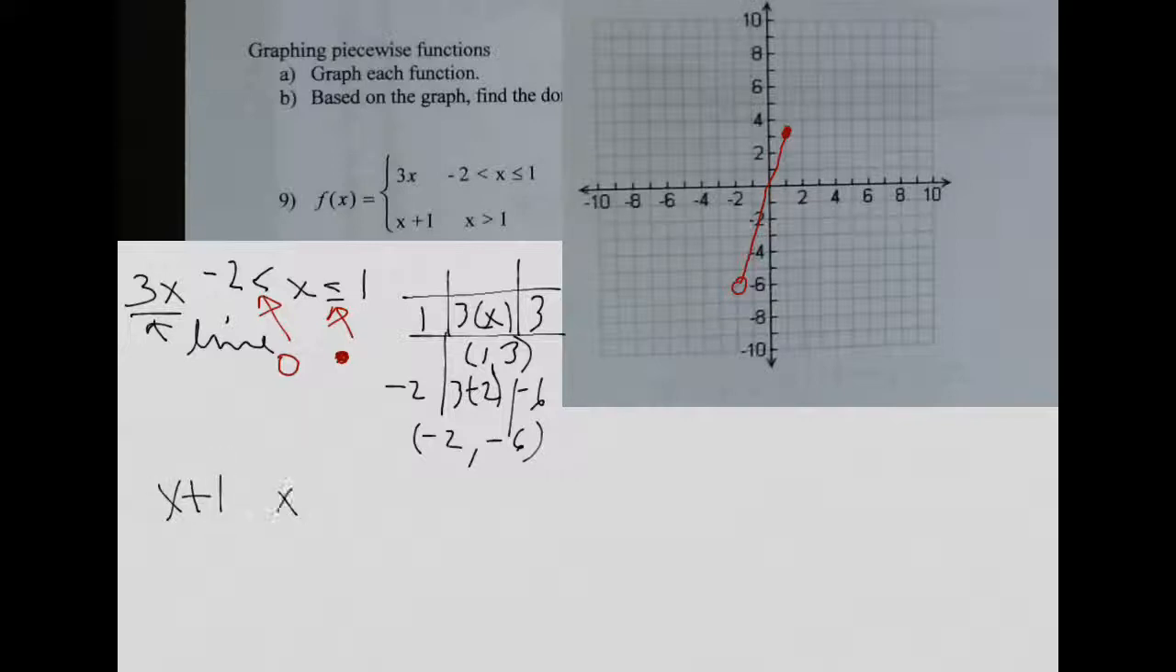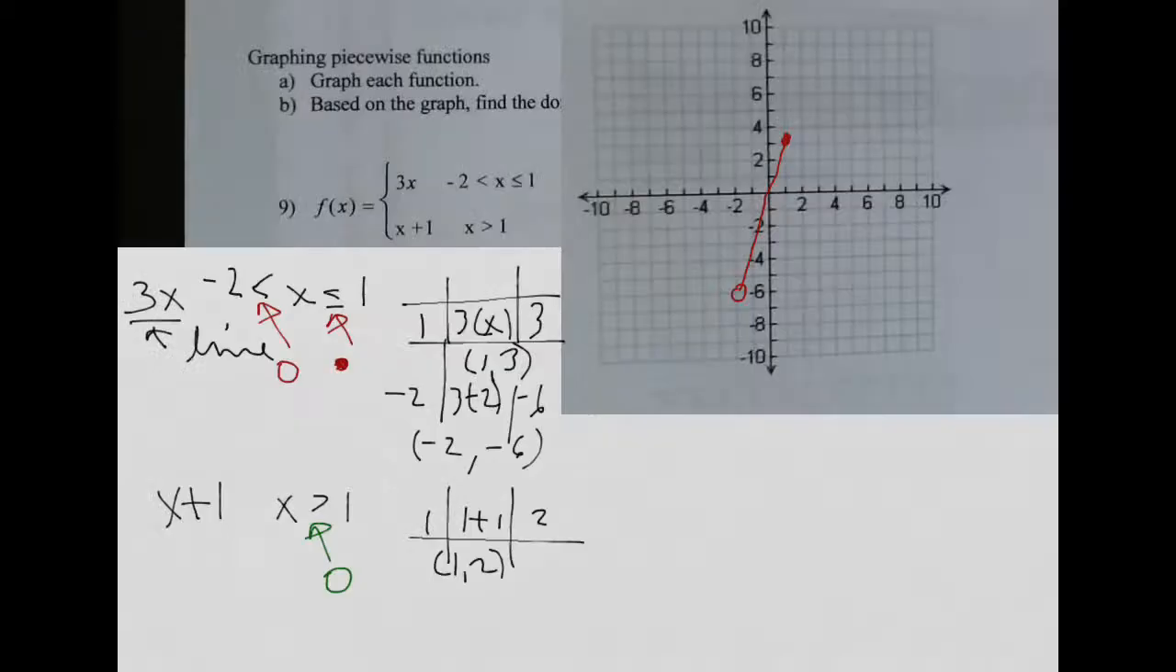And the restriction says that all my x's are greater than 1. So I need to always start with the number that's there, which is 1. So if I plug in 1 for the x, I get an answer of 2. So the first point I'm going to plot is (1, 2). Again, I look at the symbol. It doesn't have an underline, so it's an open circle on the point (1, 2). So (1, 2), here it is. It's going to be an open circle.